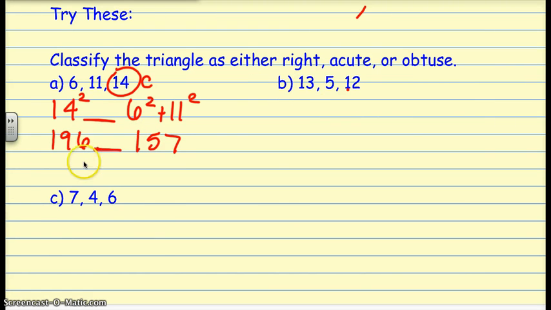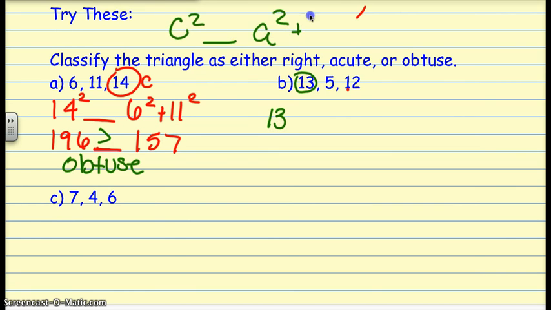So 196 is greater than 157, meaning that this angle has to be obtuse, because an obtuse angle is larger than a 90 degree angle. Next one, find the longest leg, longest side, and again, we're filling in this pattern. I'm always going to leave this one blank. It's going to get an equals, a greater than, or a less than, but I'm going to wait and see what the numbers pan out to be.